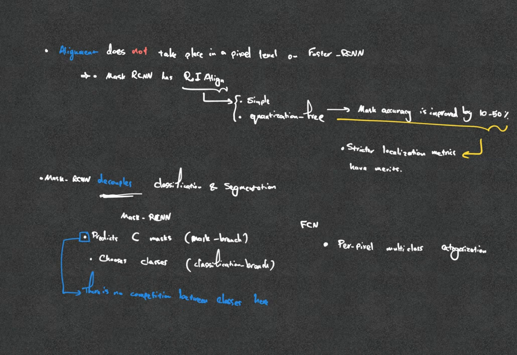In contrast, in fully convolutional neural networks for semantic segmentation, the objective is to assign a class to each pixel of the image, so you have a per-pixel multi-class categorization. One other thing to note is the training time of the Mask RCNN, which takes between 1 to 2 days on an 8 GPU machine.